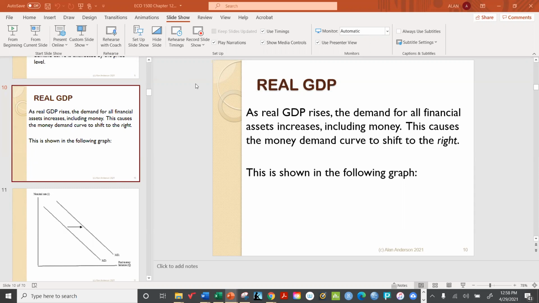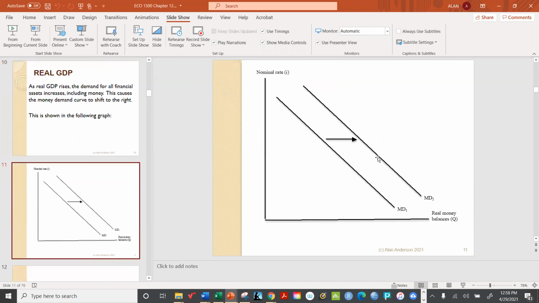All right, and so that's reflected in this next graph. And you can see an increase in demand always means a shift to the right. That hasn't changed. So the money demand curve shifts to the right because we are more affluent now.